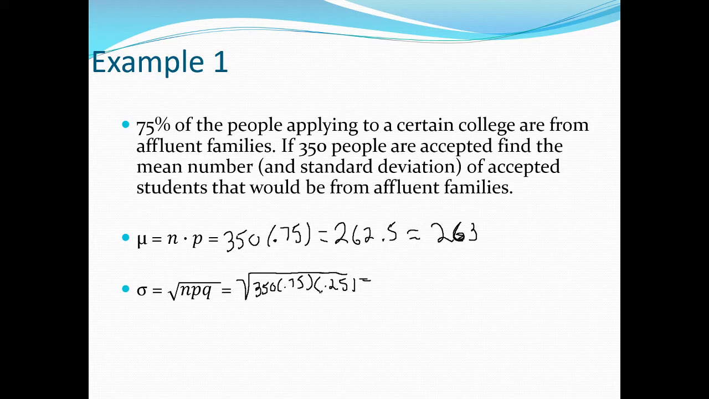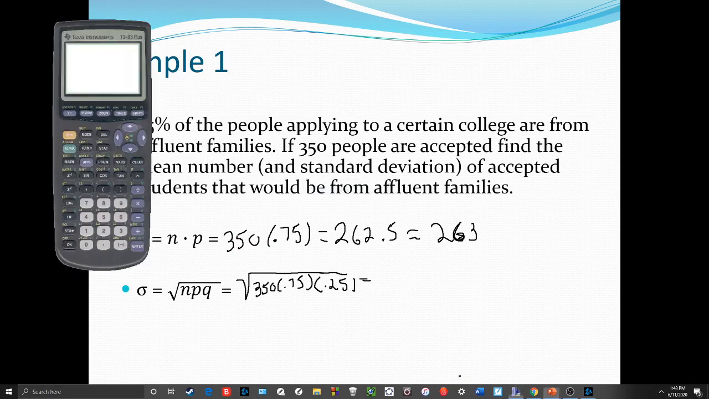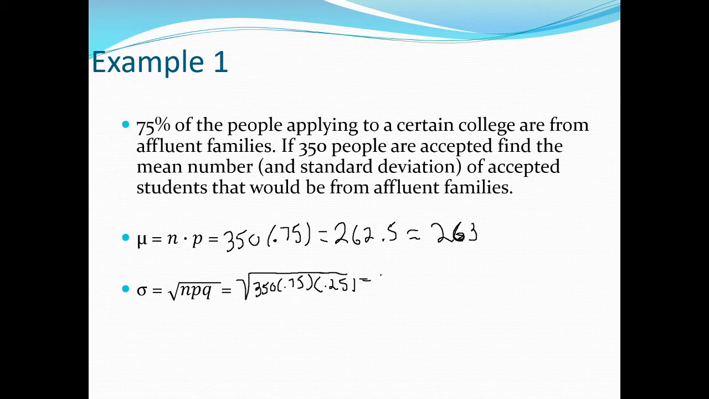So if we do that real quick, let's see here. We take 350 times 0.75 times 0.25, and we make sure we square root all that. Sorry, I can't get my calculator up. There we go. So n is 350, p is 0.75, q is 0.25. Multiply together and we get about 8.1.